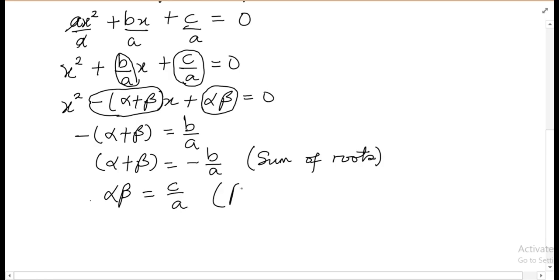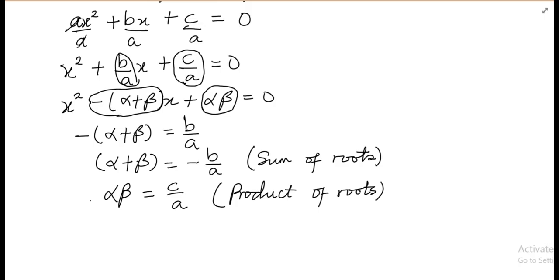So this is termed the product of roots of a quadratic equation. The negative coefficient of x in a quadratic equation where the coefficient of x squared is 1 is the sum of roots.